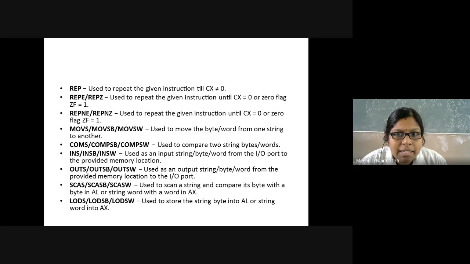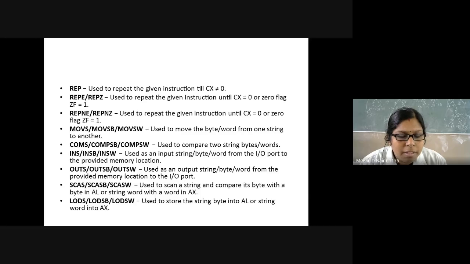Used to repeat the instruction until this is not 0, or this is equal to not 0 and zero flag is equal to 0. So that is REP NE and REP NZ. Then MOVS, MOVSB and MOVSW.